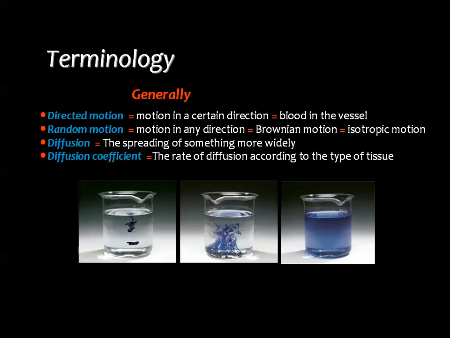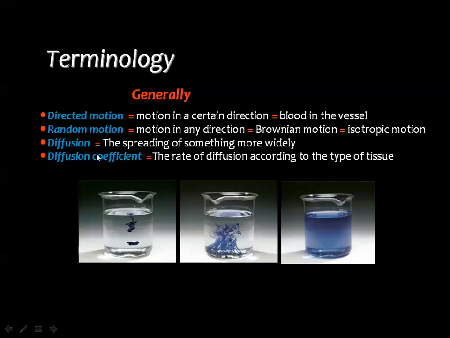You know that we have two types of motions in the human body of the cells. The motion which is directed, like that occurring in the blood vessels, this is known as directed motion, while another motion which occurs in any direction or in different directions at the same time, this is known as the Brownian motion, or isotropic motion. Then diffusion means that something is spreading widely through a certain medium.